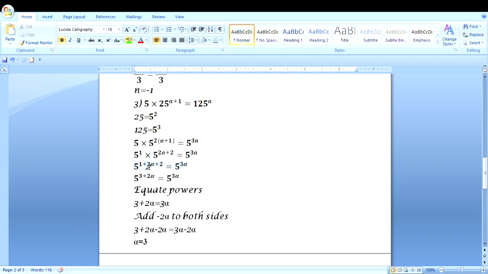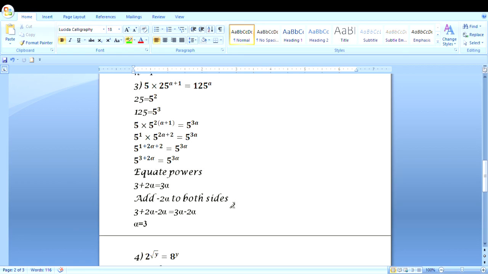Here, you do the operation on the left hand side because there's a multiplication sign here and the bases are the same. This becomes 5 raised to power 1 plus 2 alpha plus 2. So here 1 plus 2 is 3. This becomes 5 raised to power 3 plus 2 alpha is equal to 5 raised to power 3. All you need to do is to equate the powers. Okay, this becomes 3 plus 2 alpha is equal to 3 alpha.